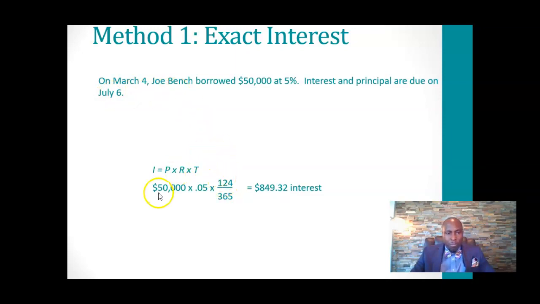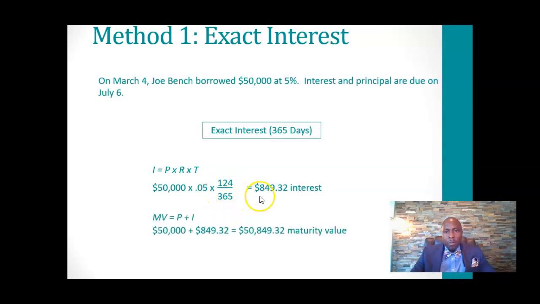So our principal is 50,000. The rate is 0.05, and for our time factor, 124 being the exact days over 365 days, the accrued interest on this loan would total $849.32. So at maturity, you must pay back the principal amount, $50,000 that was borrowed, plus the accrued interest. Maturity value, $50,849.32.